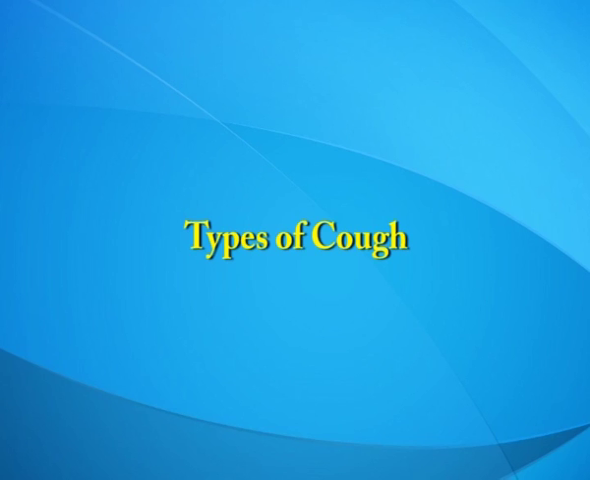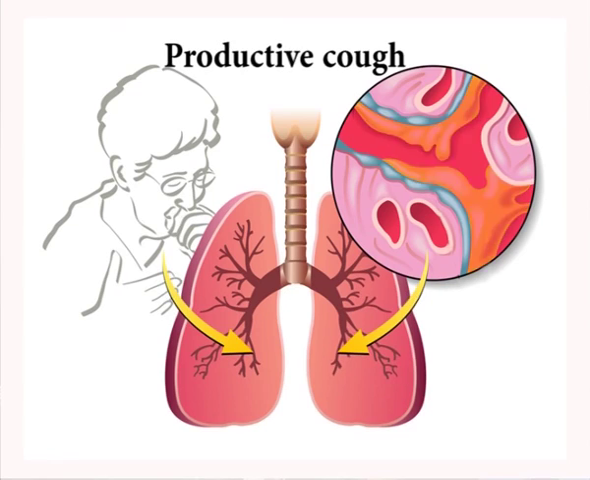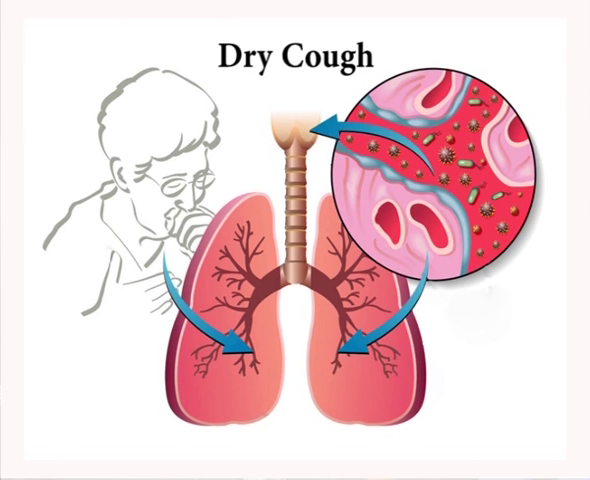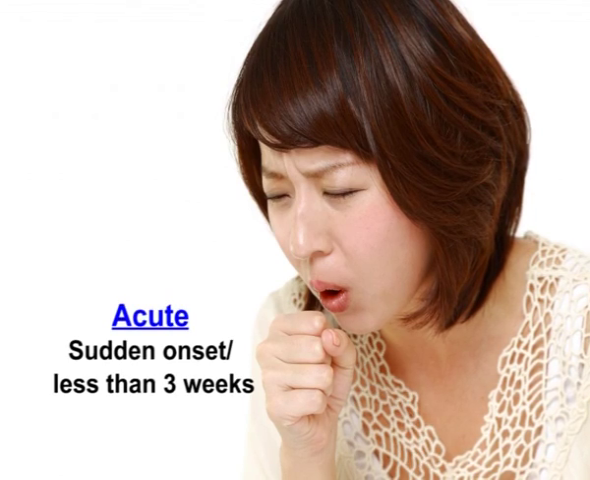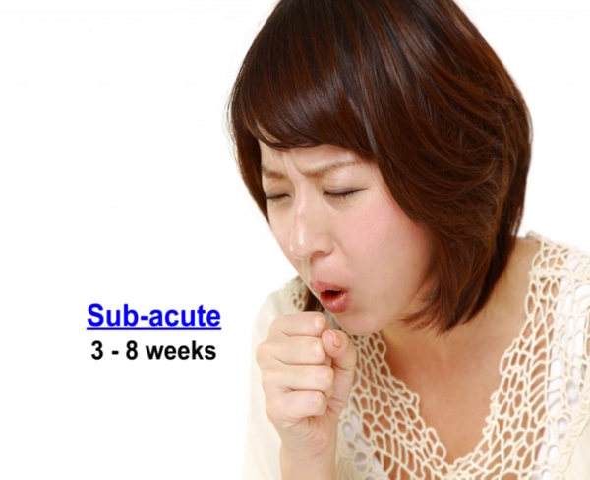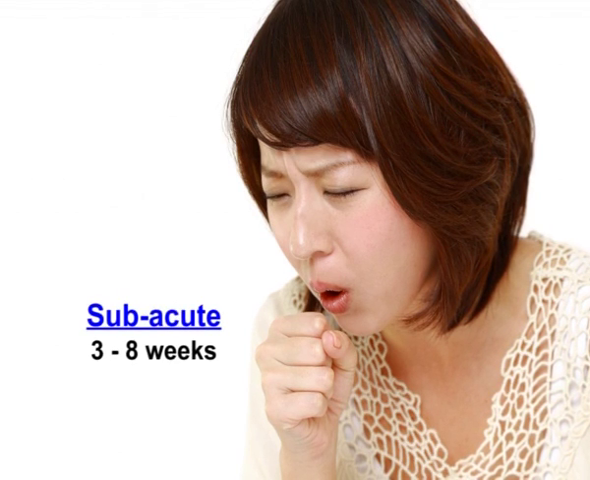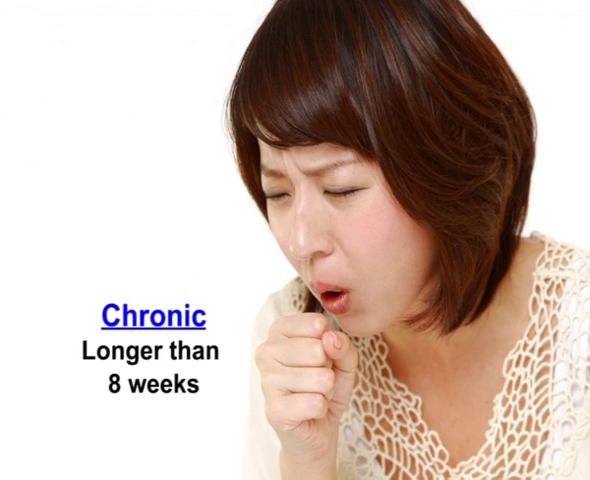Types of cough. Cough can be categorized into different types. First, productive cough, that is cough with excessive secretions. Second, non-productive cough, that is cough with no secretions, that is dry cough. Further, on the basis of duration, character, quality and timing, the cough may be acute, which is sudden onset or less than 3 weeks, subacute, that is 3 to 8 weeks, or chronic, longer than 8 weeks.